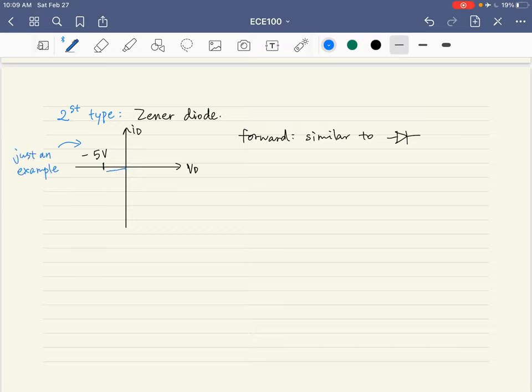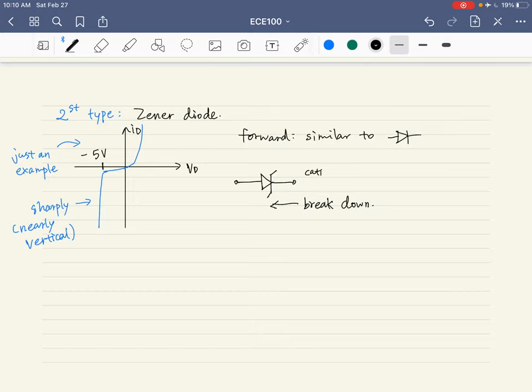Okay. And because the breakdown voltage is fixed, the Zener diode is usually used in applications where we need a constant voltage, and it is connected in the opposite direction. So we attempt to utilize its breakdown voltage. You'll see it in the examples later. And the Zener diode's curve goes very sharply. It's nearly vertical. This is its special characteristic. All right, so we have a new notation for the Zener diode. The line here is a little bit different, right? And when we use its breakdown voltage, the current is flowing from the cathode to the anode.